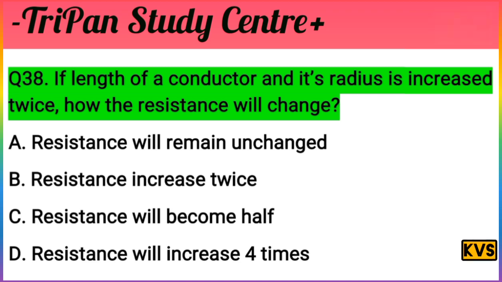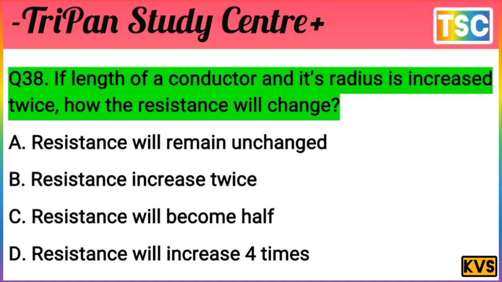You know this question is very important for the exam. But first of all, give your answer and write the answer in your notebook first. You must write the answer in your notebook. Let's see what the answer is for this question. The question is clear: if the length of a conductor and its radius are increased twice, how will the resistance change? Resistance will remain unchanged.